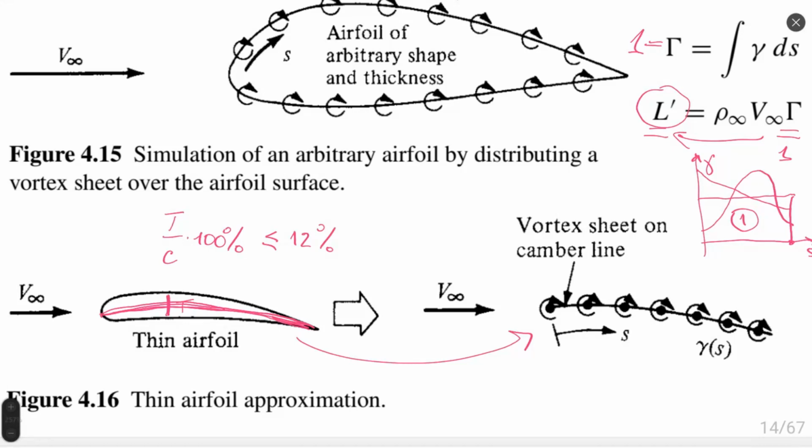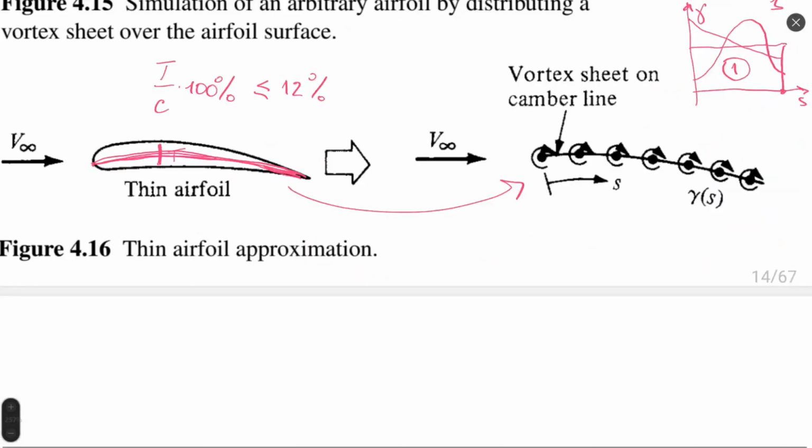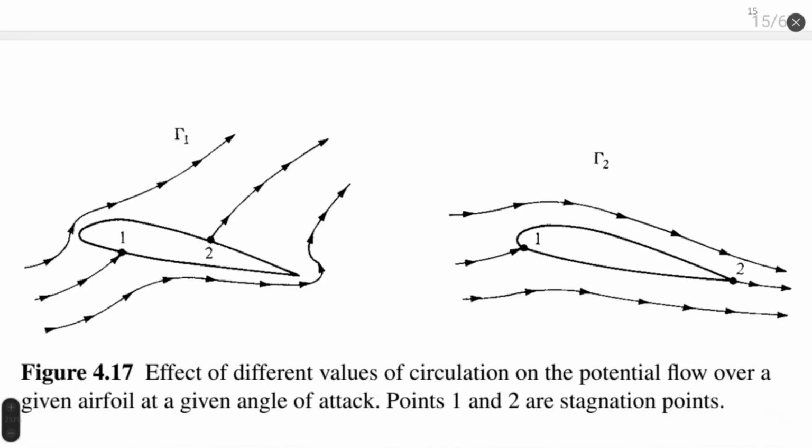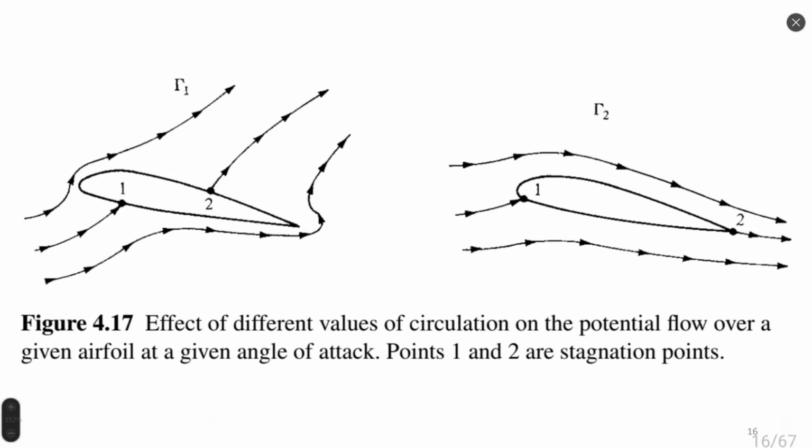Because we have just one line. We have no more walls. We have just a central line and one vortex. And this is a significant simplification, because in such a case we can find an analytical solution of that equation of gamma distribution.